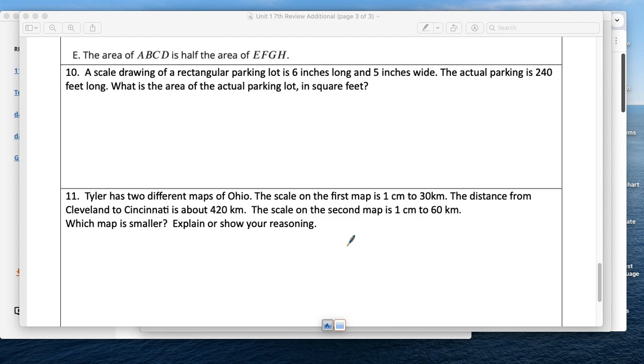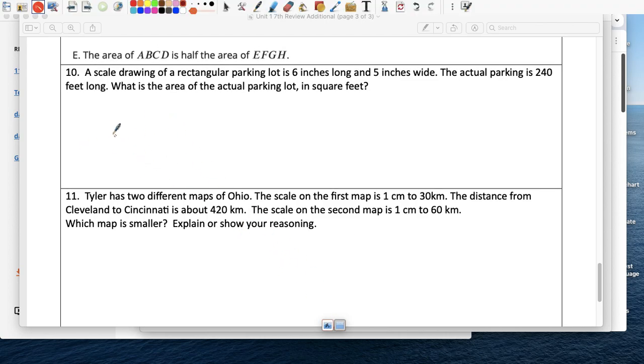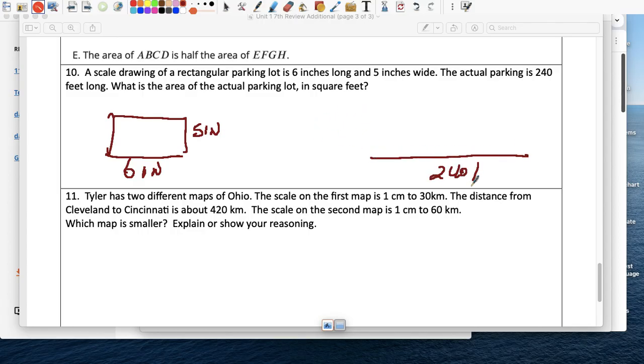Number 10. Oh, 2 more. A scale drawing of a rectangular park is 6 by 5. Okay, so let's make this 6 inches and this 5 inches. The actual park is 240 feet long. What is the actual area of the park in square feet?